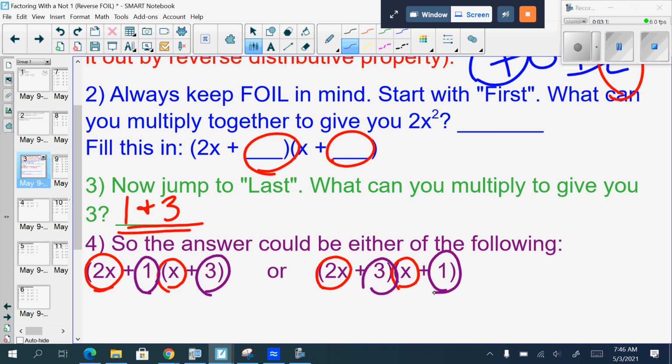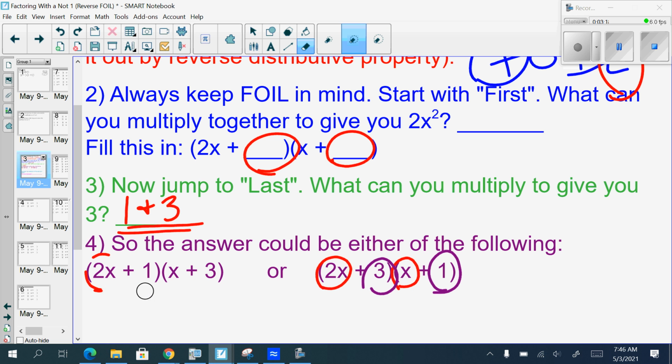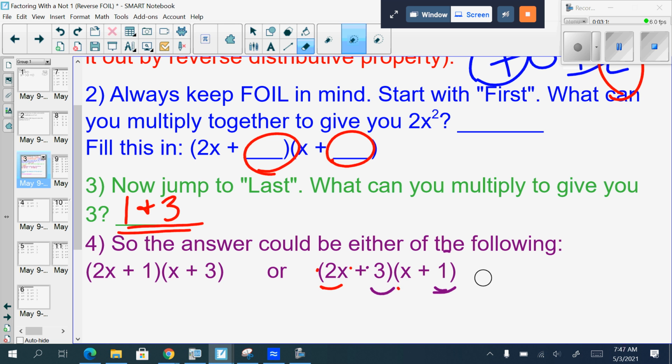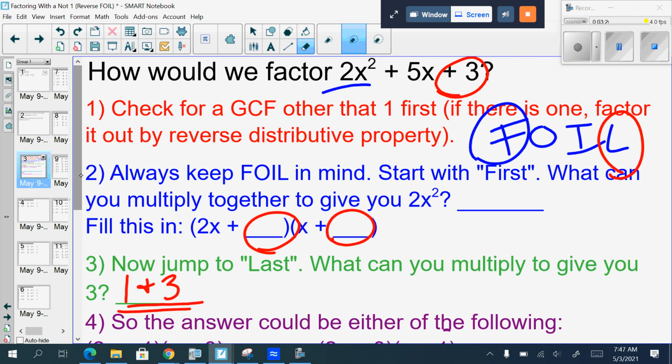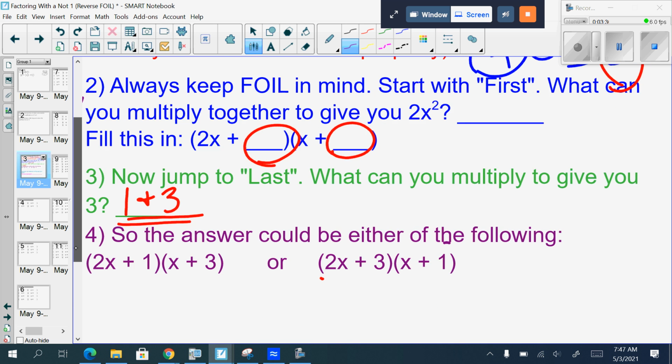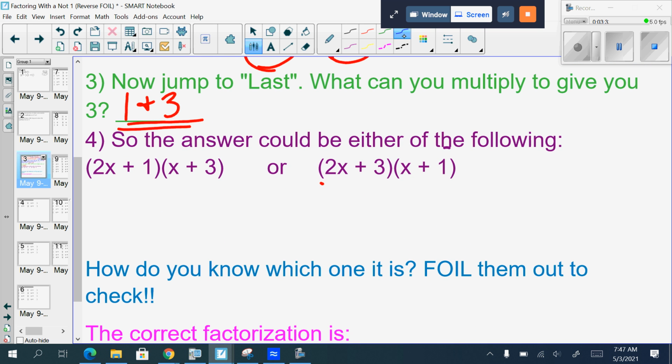Now, let's watch why, okay? What you're going to have to do with this method is there's going to be a little bit of guess and check. We're going to FOIL out both of these and see which one matches what we're looking for right here, okay? So it can be either one of these two answers. The only way you know which one is to FOIL it out. So walk through this with me, okay?